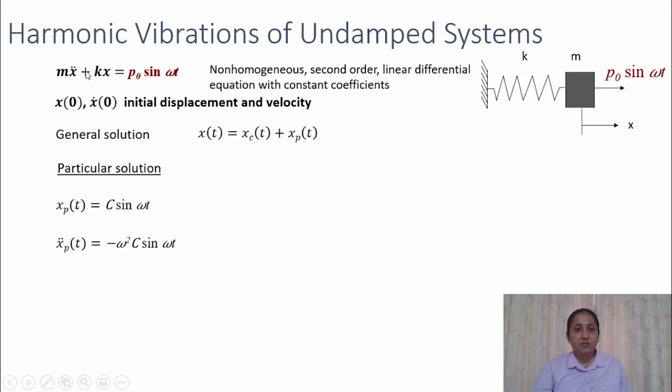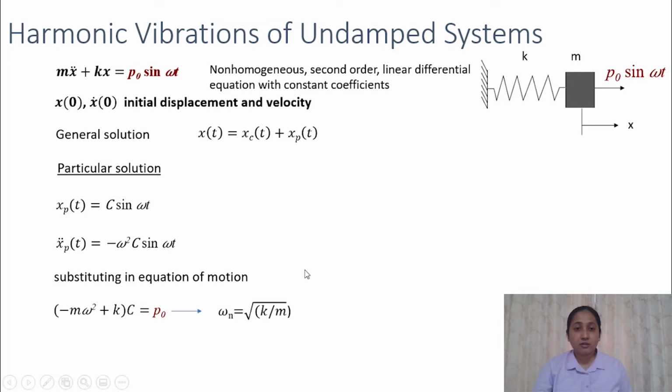So first we have to find out the acceleration x double dot p. So we can differentiate this twice and find out the acceleration. That would be minus omega square C sine omega t. Now we can substitute these two terms in the equation of motion. So if you do that, the equation of motion will become this.